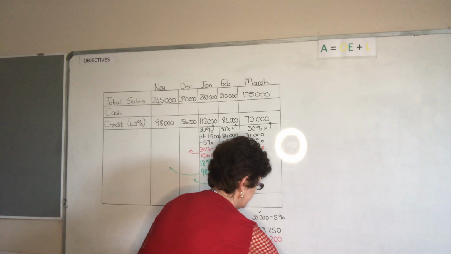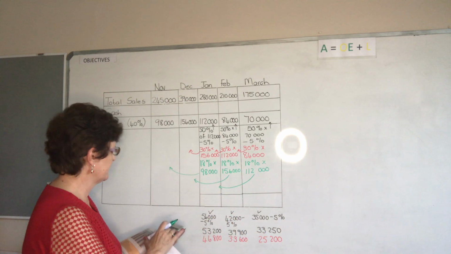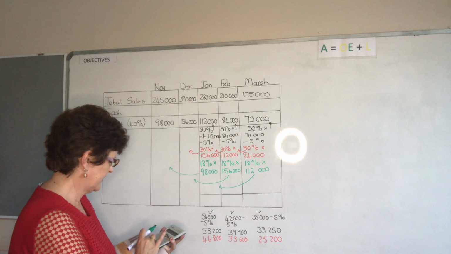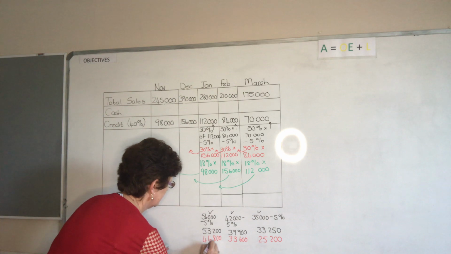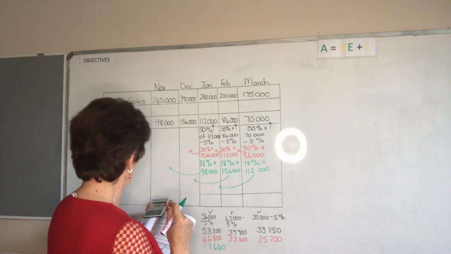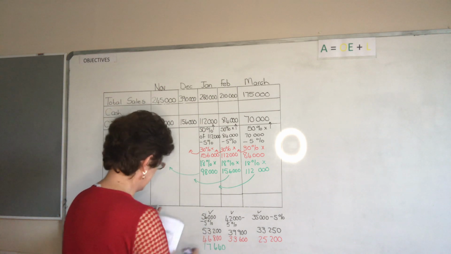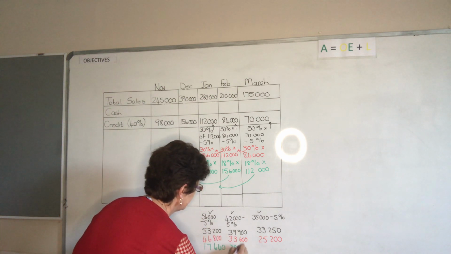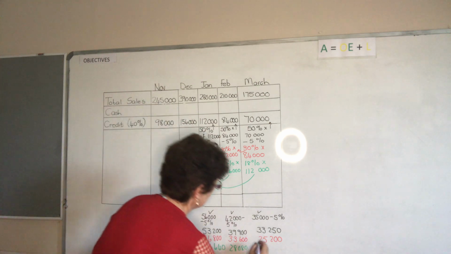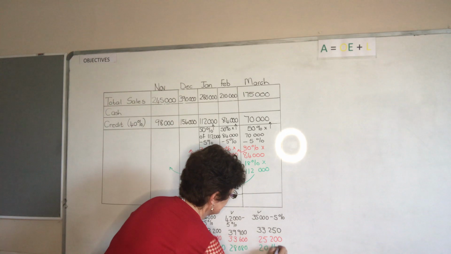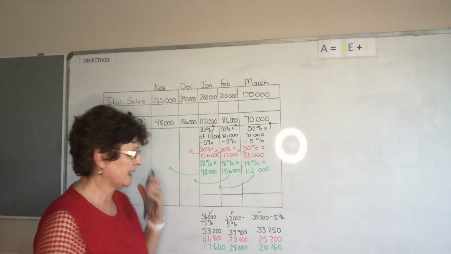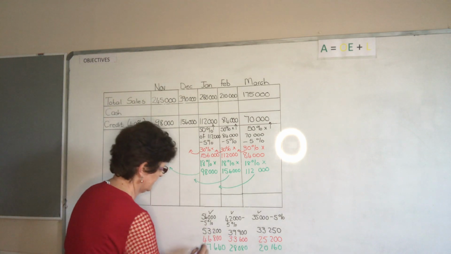And now we are left with the last one, that's 18%. 98,000 times 18%, 17,640. And then for February, it is 28,080. And then we have 20,160. And guys, that is how we calculate the debtors collection schedule.